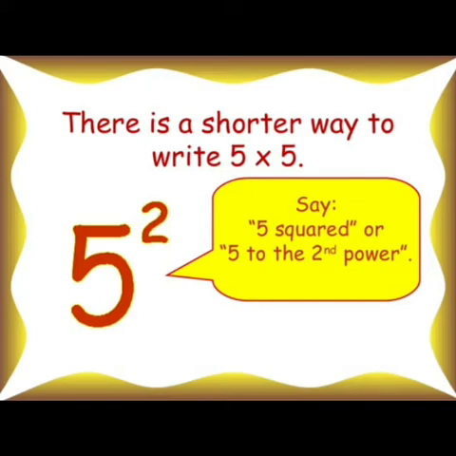We have already learned in the 7th class, in the previous classes, about powers and exponents. So we know very well about powers. There is a shorter way to write 5 into 5 as 5 square. How do you say this? 5 squared, or 5 to the second power.